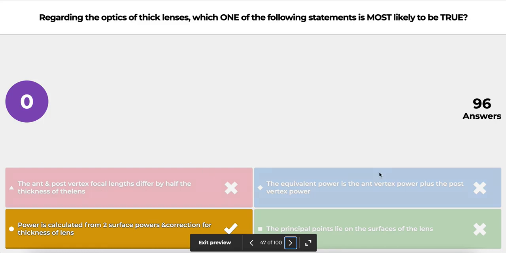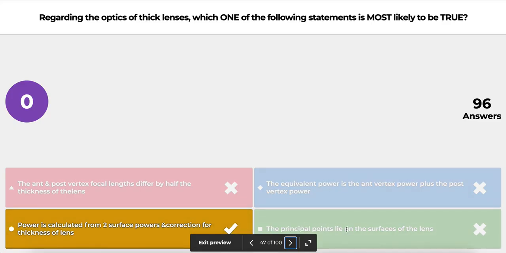The equivalent power is the anterior vertex power plus the posterior vertex power? No. This is the power of the thin lens. It will be equal to the anterior surface power and posterior surface power. But this algebraic summation of the anterior and posterior surface doesn't work for thick lenses, because we have another factor, which is the distance between the anterior and posterior vertex of the lens, and this is the thickness of the lens. So the power is calculated from the two surface powers and a correction for the thickness of the lens.